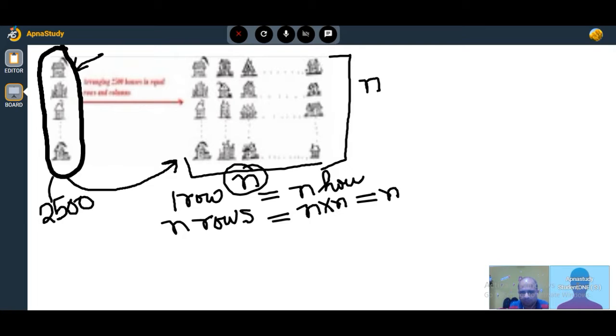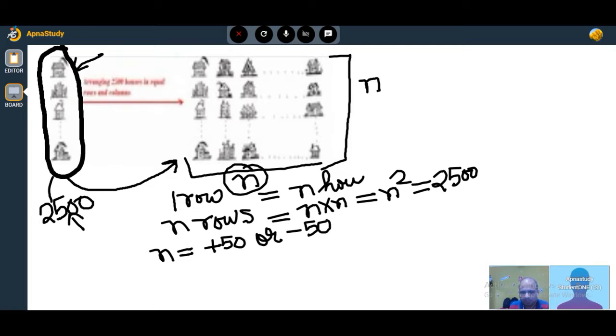Now if we go back to the problem, the total number of houses that need to be constructed is 2500. So I can equate n square to 2500. If we solve this, we can say that n is equal to either plus 50 or minus 50. But in the real world, if we count something, a negative number is not applicable. So we can cross it out. So our total number of rows will be 50.